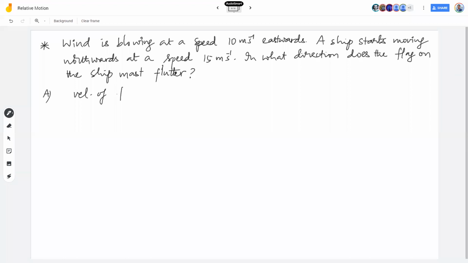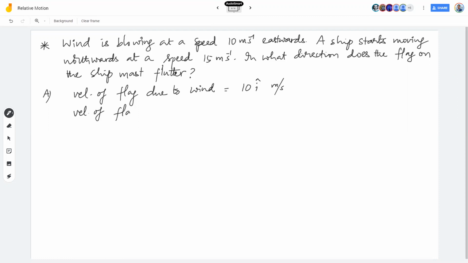So there are two velocities for the flag. Velocity of the flag due to wind is equal to what? 10 meters per second eastward. So I'll write it as 10 i cap. By now you should be familiar with i cap, j cap, etc. Casually I should be using it. Velocity of flag due to wind is 10 i cap.